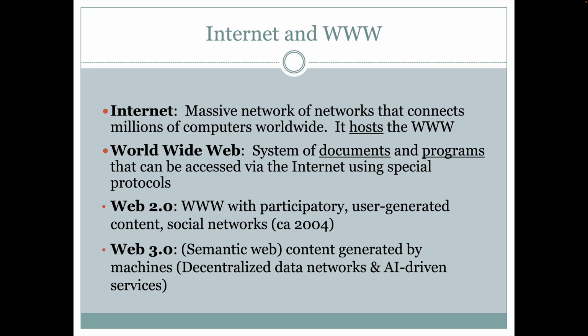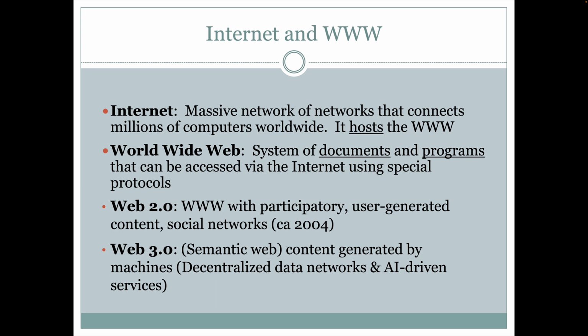The Internet is just this massive network of networks that connects millions of computers worldwide. And the place the internet is hosted is on the World Wide Web, which is sometimes abbreviated www. The World Wide Web can be thought of as a system of documents and programs that can be accessed through the internet using these special protocols that we'll talk about in a minute.